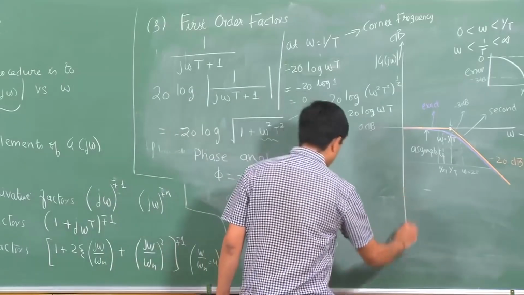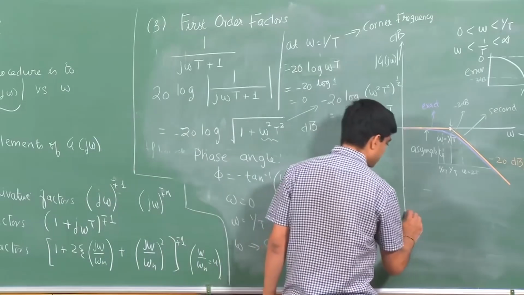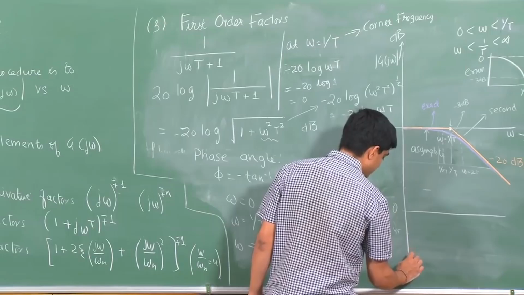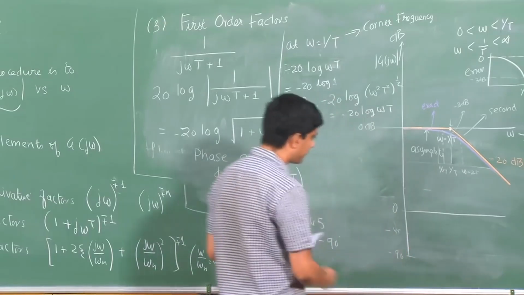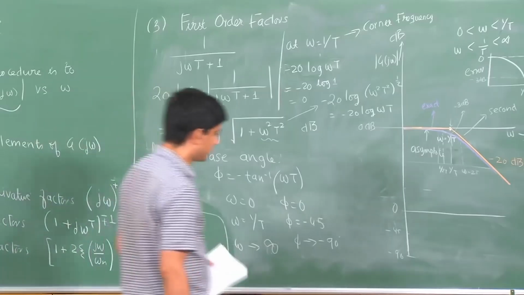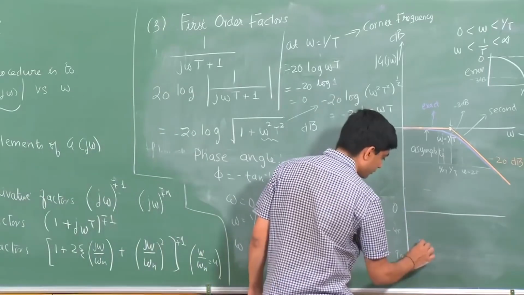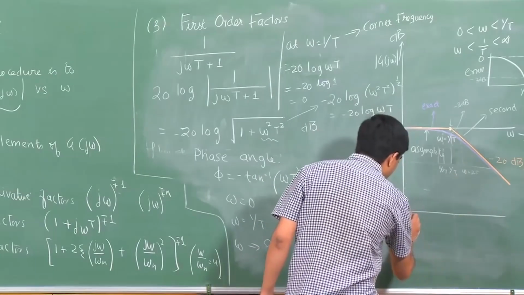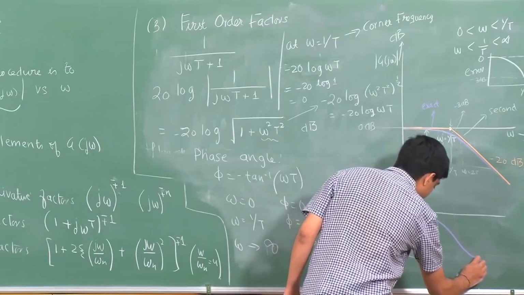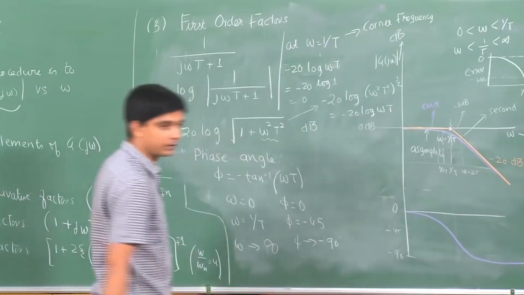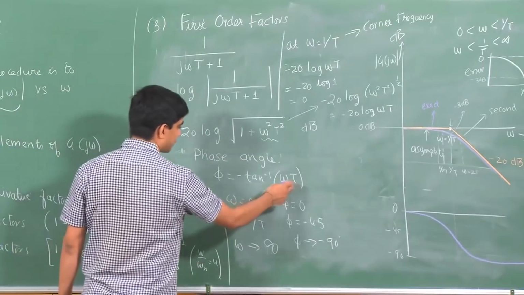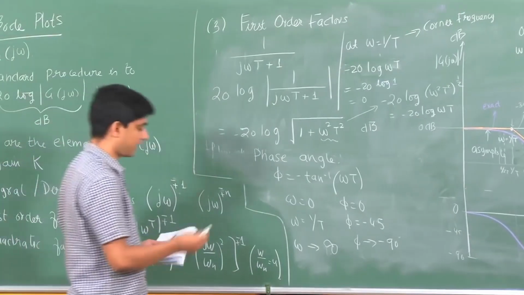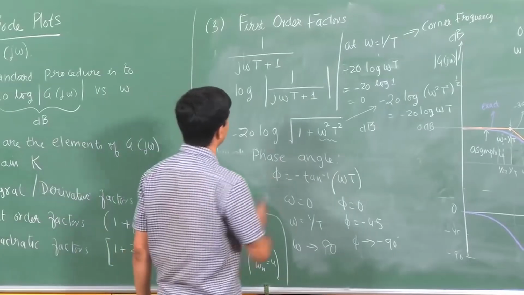If I were to plot it here, let's say this is the 0 degree line. Somewhere here is minus 45, somewhere here is minus 90. So the plot would look something like this. At omega equal to 0, I am asymptotically here, at omega equal to 1 over t, I am at minus 45, so the phase would look something like this. Again, for exact values, you could substitute for omega and t and check. So these were first order factors of the form 1 over j omega t plus 1.